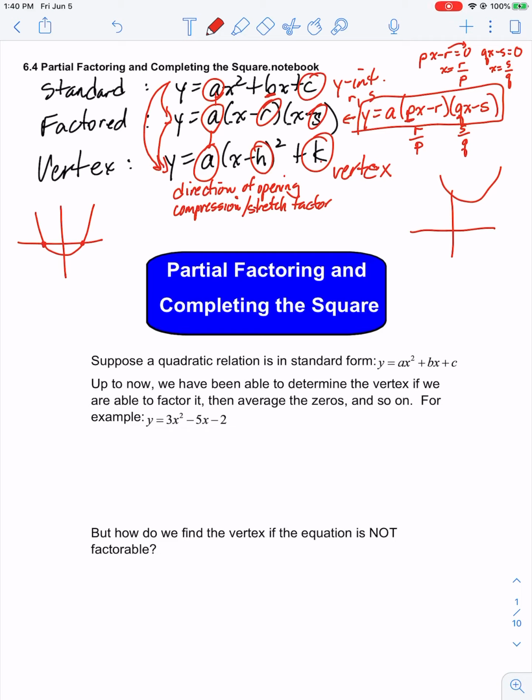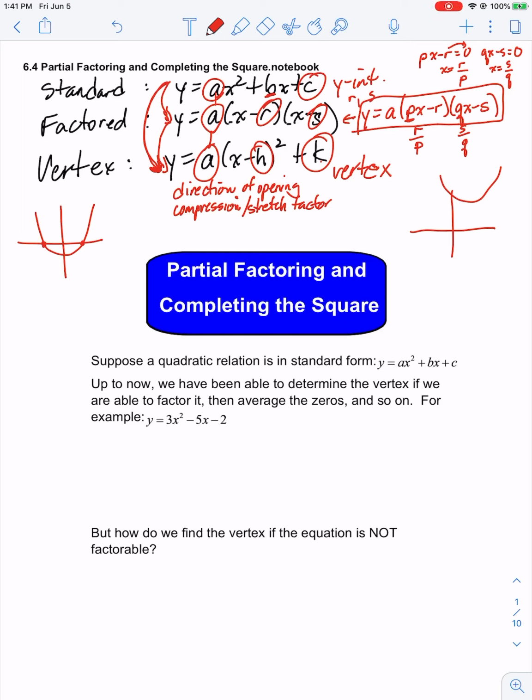So we have those situations. Every parabola has a vertex, which means every parabola has a vertex form. But not every parabola has a factored form, because not every parabola has x-intercepts, and not every parabola has easy or friendly x-intercepts. Some of them are pretty complicated. So we can't always get to vertex form by going through factored form. So we need a way to get to vertex form.